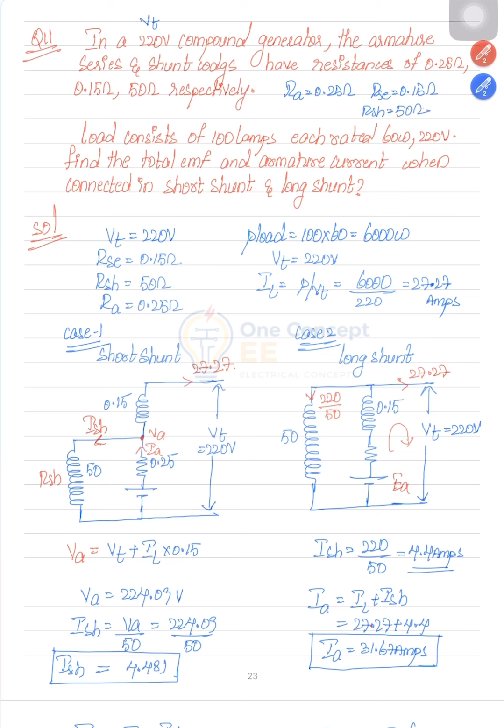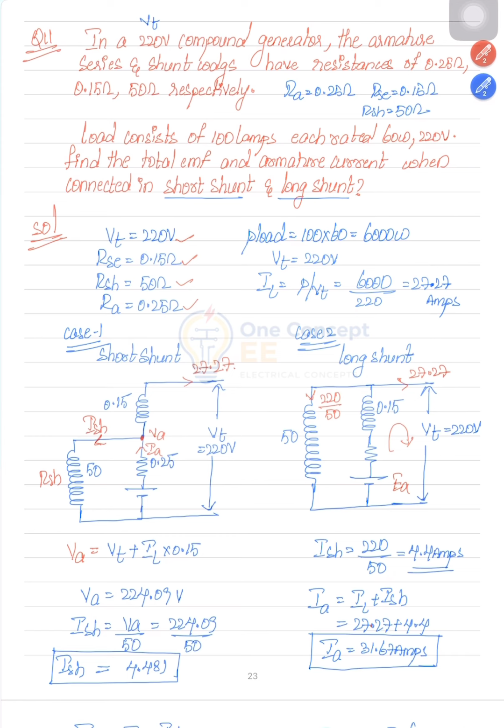Here it is connected to a load of 100 lamps, each rated for 60 watts, at a terminal voltage of 220 volts. They are asking to find the total generated EMF and armature current when it is connected as short shunt as well as long shunt connection. Let's summarize the data. Here they gave the terminal voltage of 220 volts, and series resistance, shunt resistance and armature resistance. It is connected to a load of 100 lamps, each lamp of 60 watt rating.